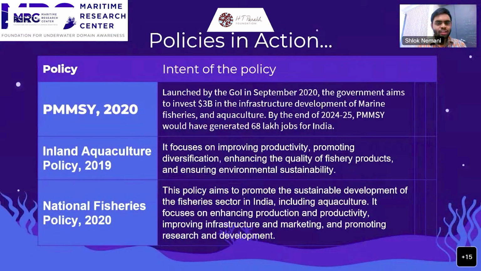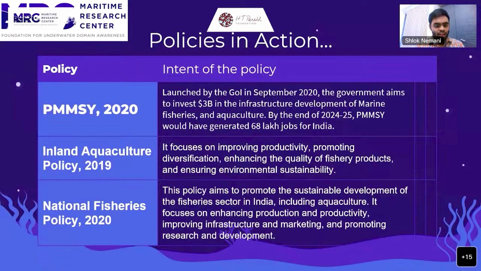Ending with the policies and actions framed by these organizations to support farmers in coming into aquaculture. Starting with the recent Pradhan Mantri Matsya Sampada Yojana, which aims to invest 3 billion US dollars in the infrastructure development of marine fisheries and aquaculture. They advise that in 2024-2025 it would have generated 68 lakh jobs for the Indian economy. So it is a win-win for both the government and its people.